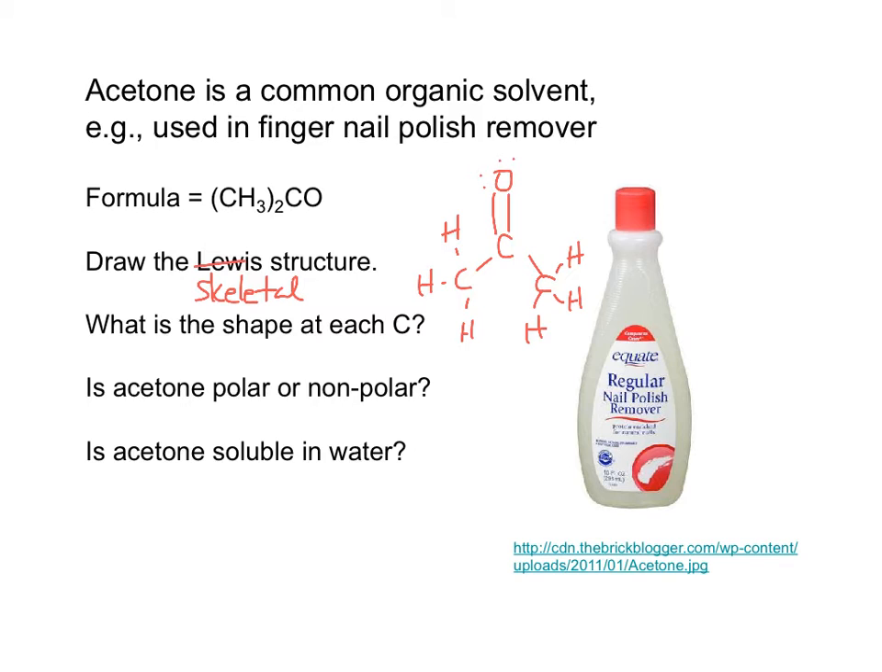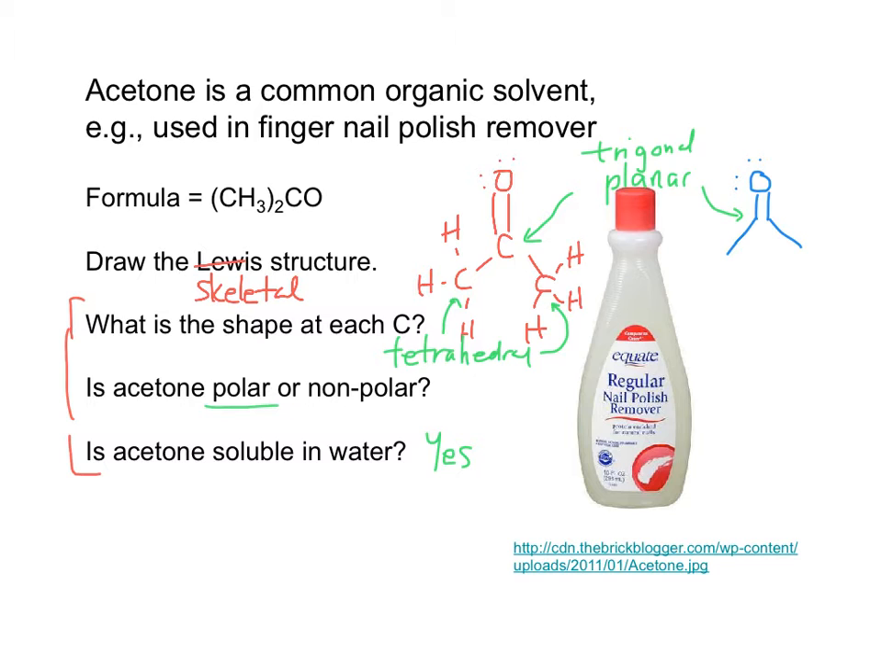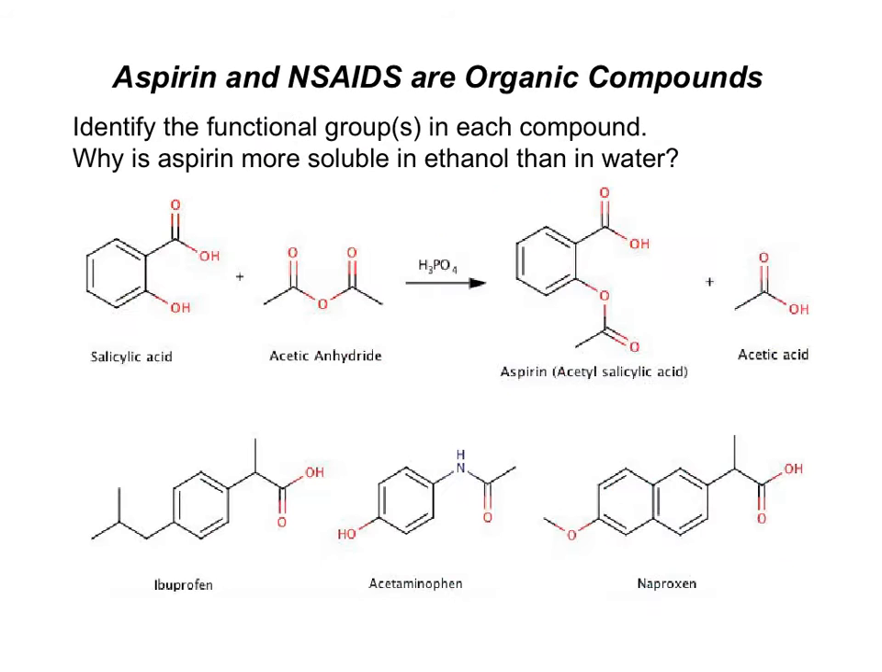Acetone is a common organic solvent that's used in fingernail polish remover. Here is the Lewis structure of acetone. Stop the video and draw the skeletal structure and answer the other questions. And the answers are: acetone has a ketone functional group.